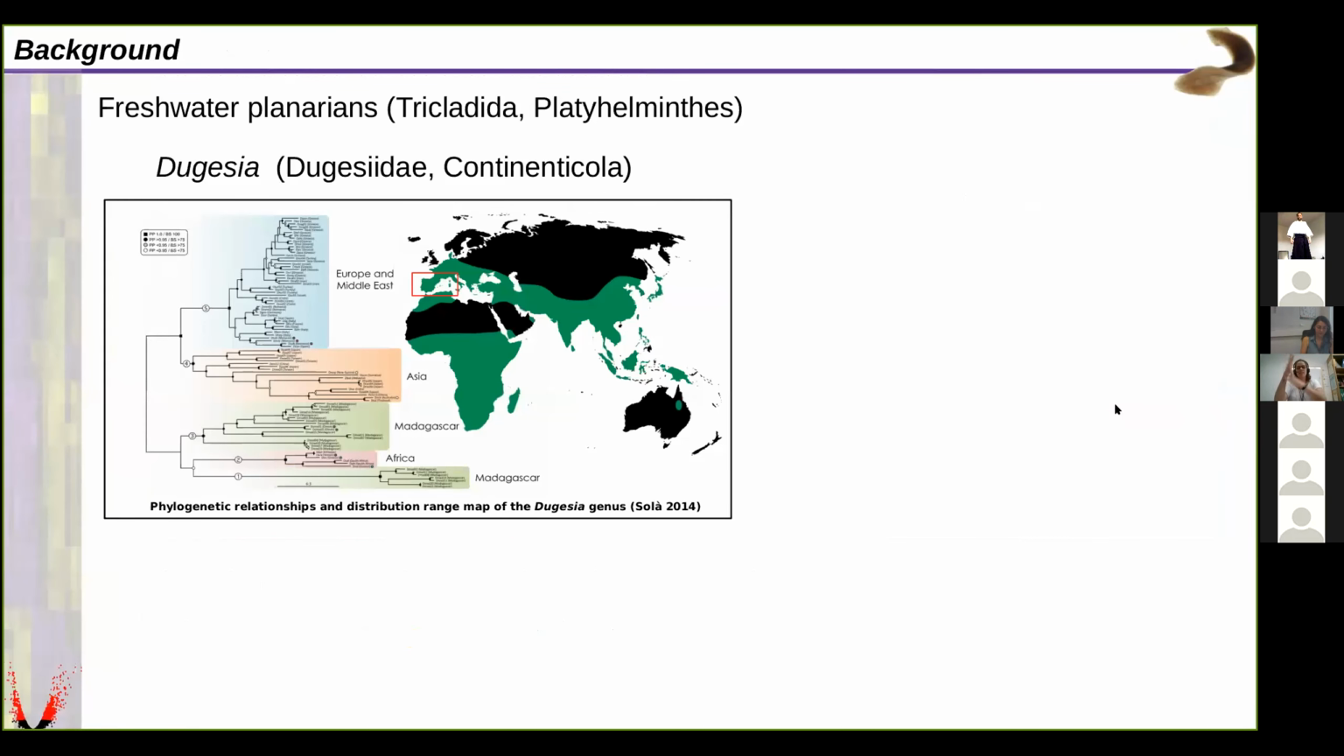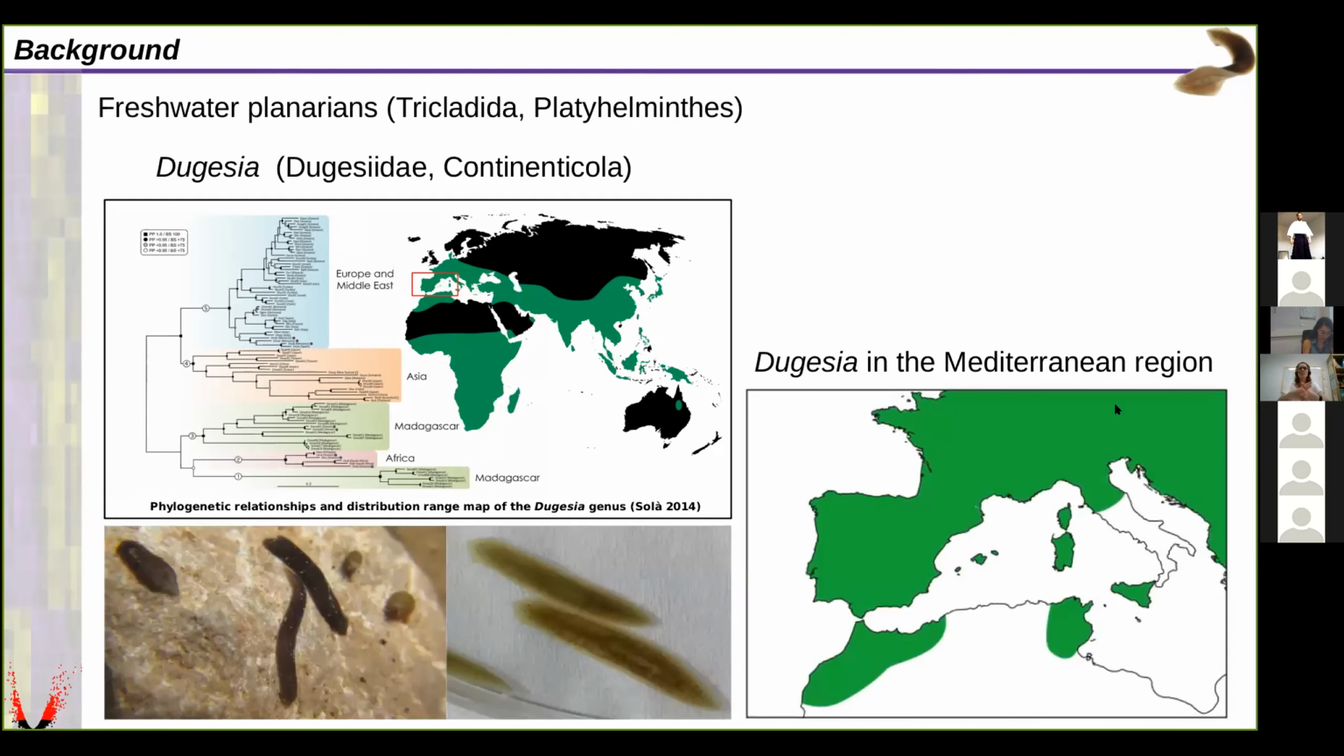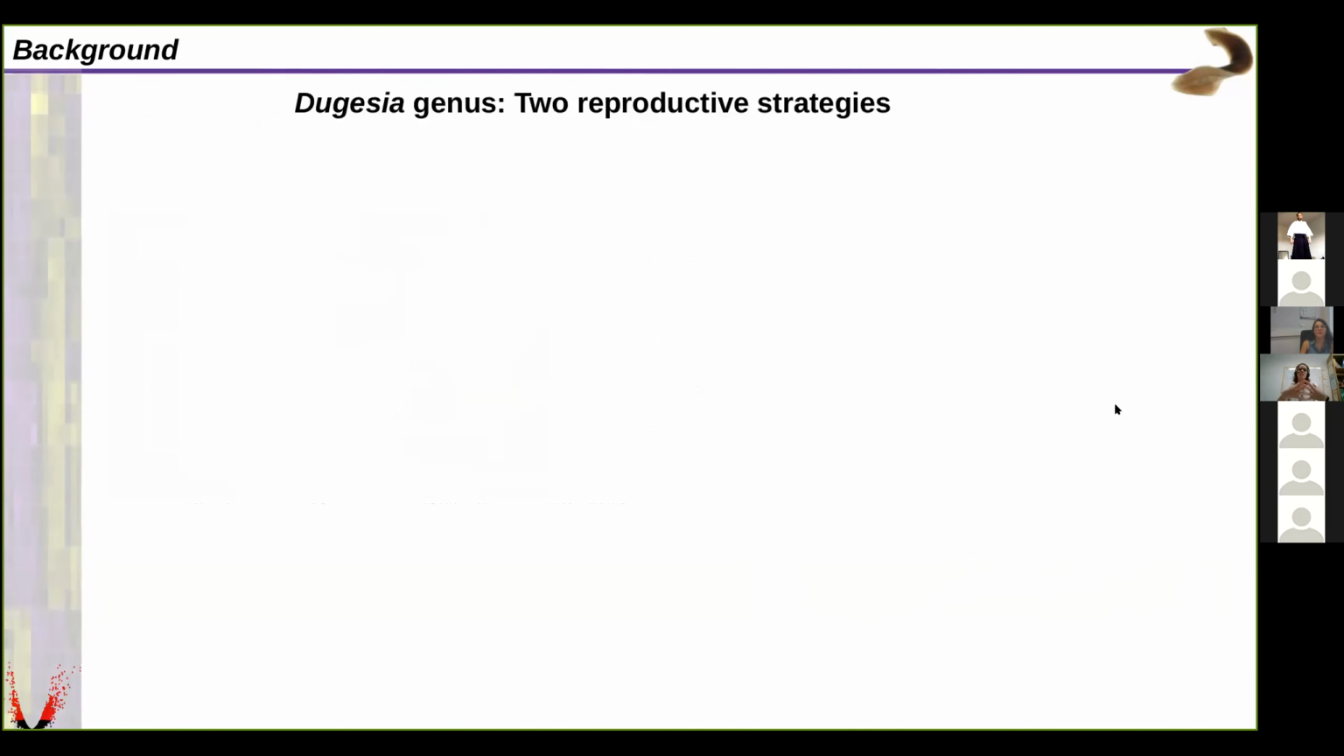Planarians are free-living platyhelminths that can live in terrestrial, marine, or freshwater ecosystems, and the freshwater planarians are broadly distributed around the globe, with the Dugesia genus being the most diverse and distributed genus in Europe, Africa, and Asia. In the Mediterranean region, this genus is broadly distributed and has been widely studied. In this region, the genus shows two reproductive strategies.